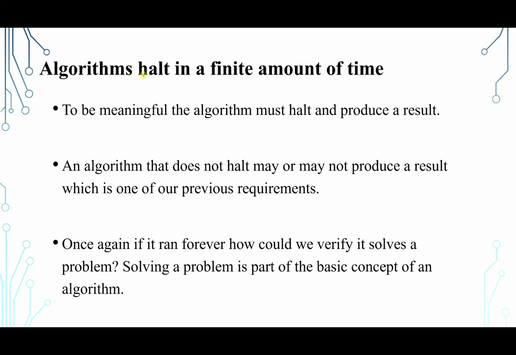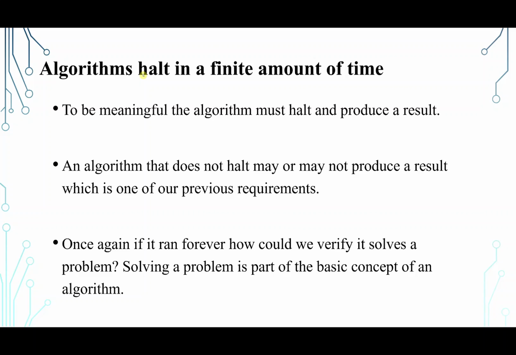So algorithms halt in a finite amount of time. To be meaningful, the algorithm must halt and produce a result. An algorithm that does not halt may or may not produce a result, which is one of our previous requirements. So once again, if it runs forever, how could we verify it solves the problem? Solving a problem is part of the basic concepts of an algorithm. Having a result after the solution of the problem is critical, because this is how we know if we solved the problem or not.